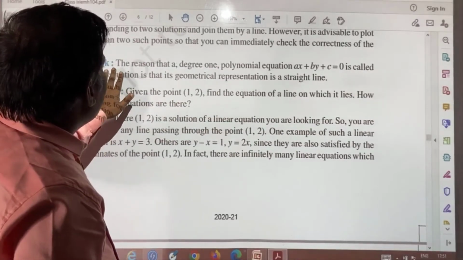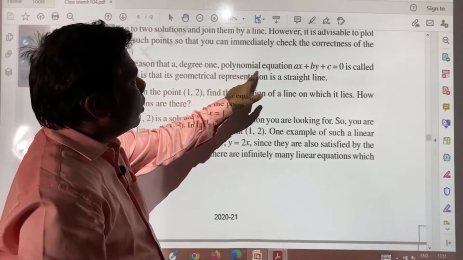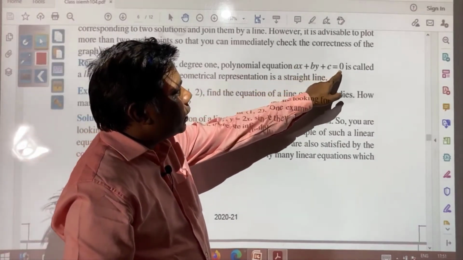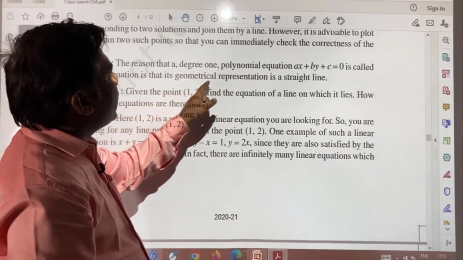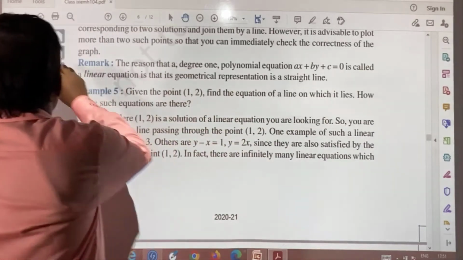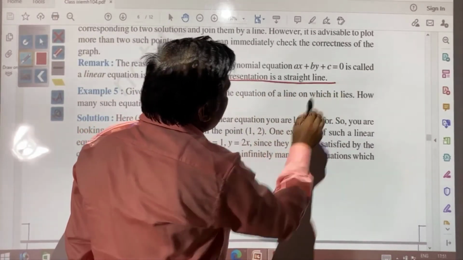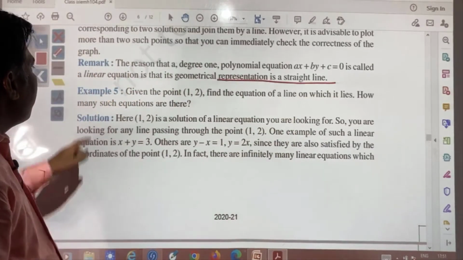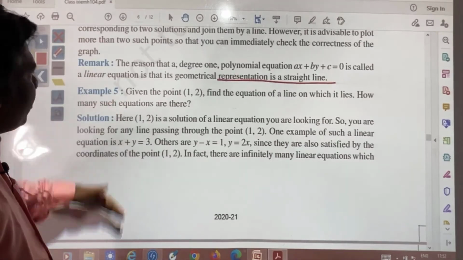Here in the remark, what has been written, you see: a degree 1 polynomial equation ax plus by plus c is equal to 0 is called a linear equation, and its geometrical representation is a straight line. If you are representing it geometrically, what will you get? A straight line. Example 5, you see, the same thing has been done.